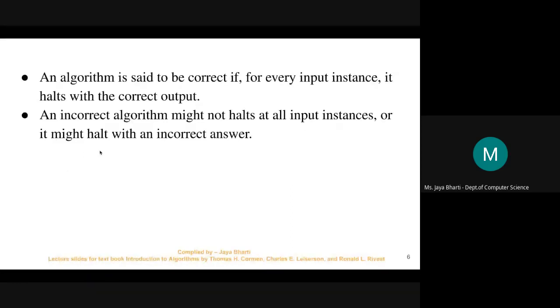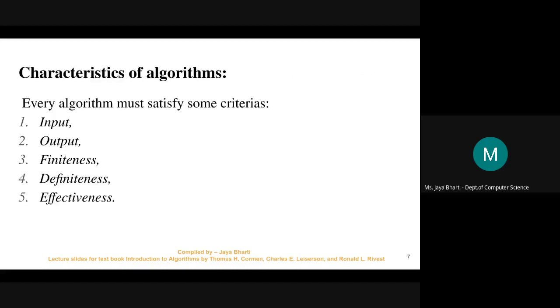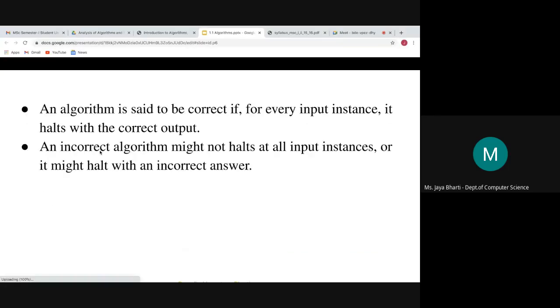So if we have an incorrect algorithm, there are two possibilities. First, it will not halt on some input instance, and the other is that it might halt but with an incorrect answer. So you need to identify whether the algorithm you are using is correct or not. If it is correct, it will produce the correct output and halt on every valid input instance. Now we have seen what an algorithm is and how to apply it.